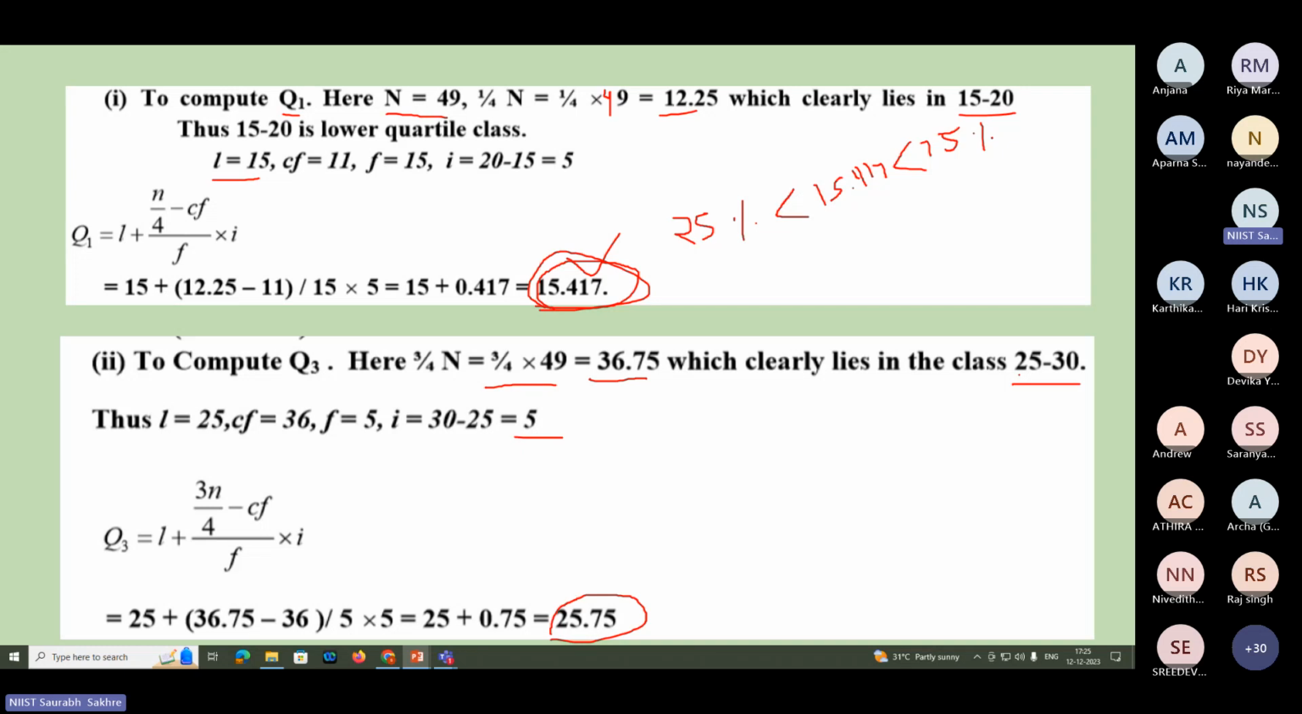Now if I see Q3, quartile 3, it is 25.75. So I will say that 75% of the students in the class are having marks less than 25.75 and 25% of the students are having marks more than 25.75. So the middle 50% are having marks between this one and this one. If I divide 25, 50 and 75, we have seen less than this, greater than this, so the remaining 50% are having marks between this and this.